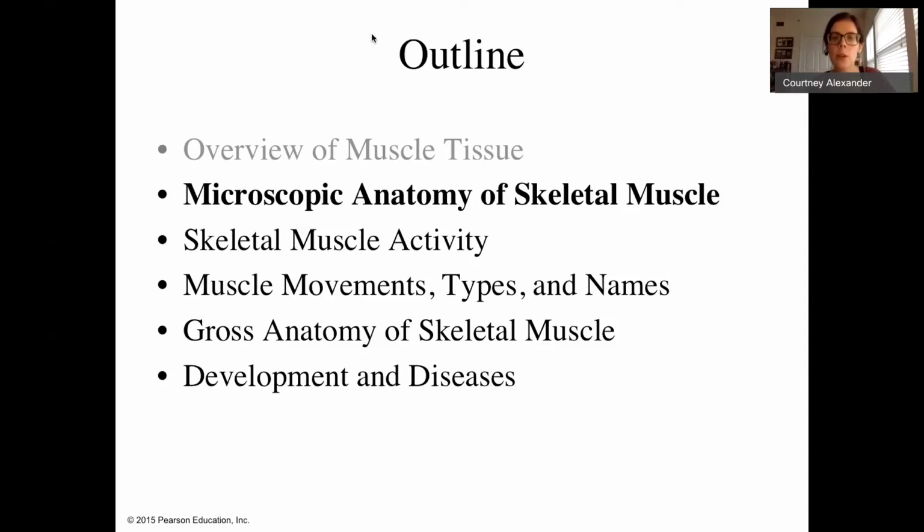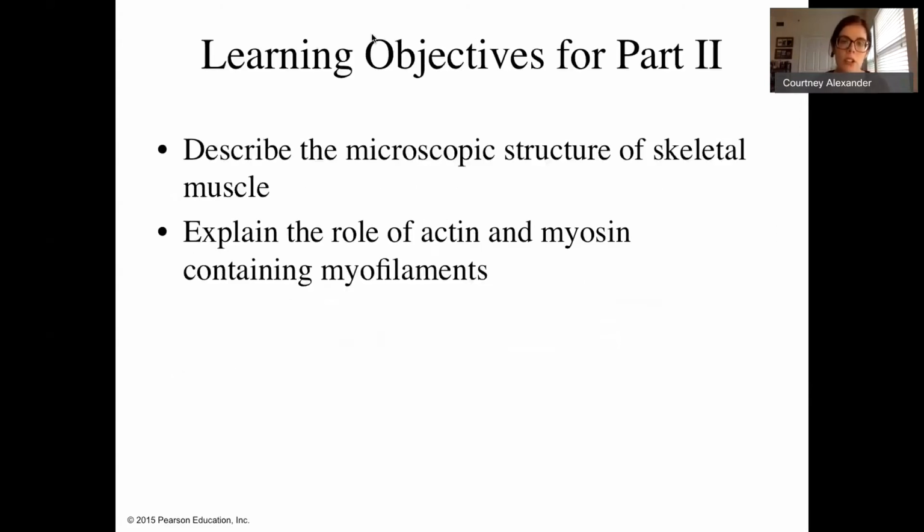In the last video, we talked about the different types of muscle tissue. From now on, we're going to focus on our skeletal muscle. Our objectives are to understand and describe the microscopic structure of skeletal muscle and explain the different cytoskeletal elements inside of it, actin and myosin.